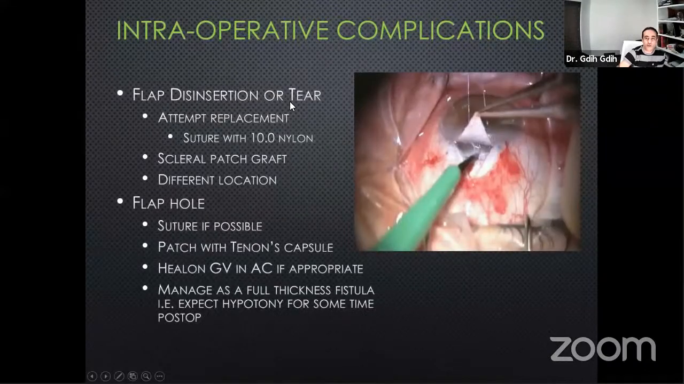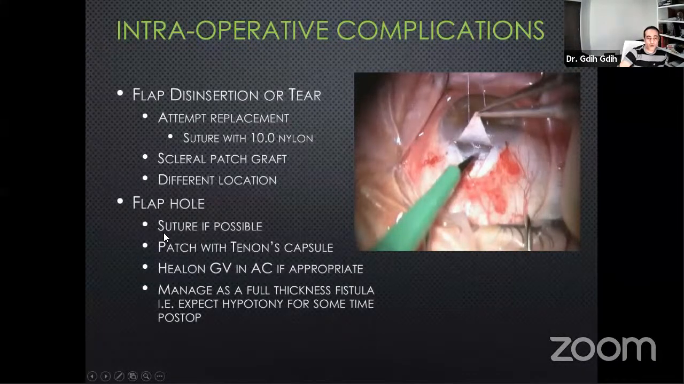Flap disinsertion or tear. What if you disinsert or cut the flap while creating it? Then first attempt replacement. Suture with 10-0 nylon. If that's impossible, then a scleral patch graft is possible, or even a different location. Just move on to another quadrant and close this off.